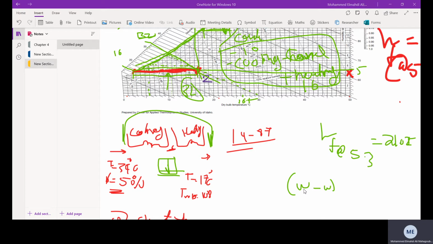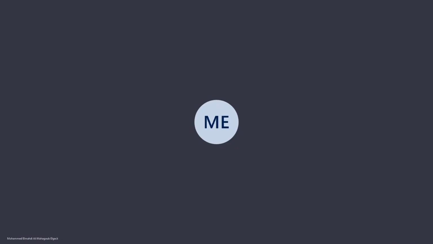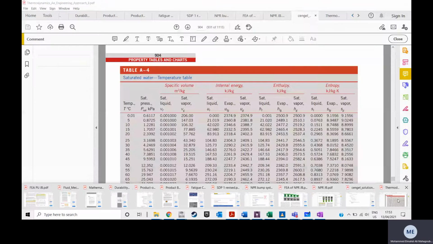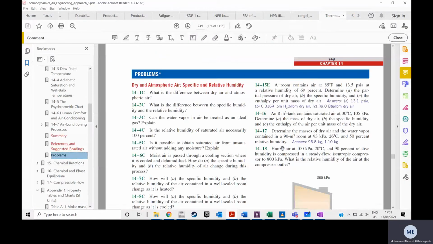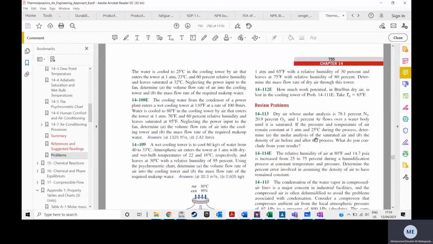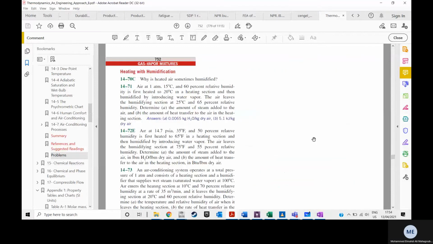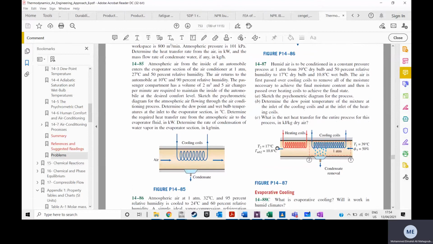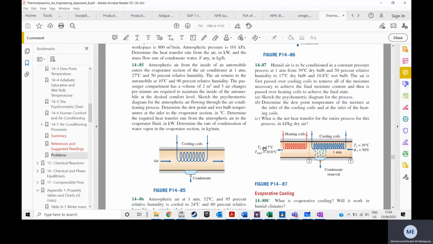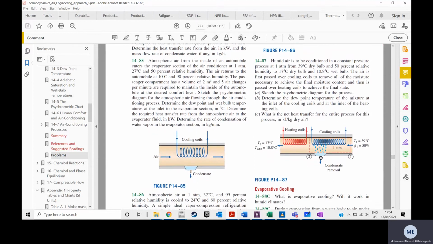Let me change the share again. Okay, you can see air is entering from here, it's leaving from here, net heat transfer from here to here, minus the amount that was condensed. Even if you don't have the condensation pipe here, you have to understand that there might be some condensation.